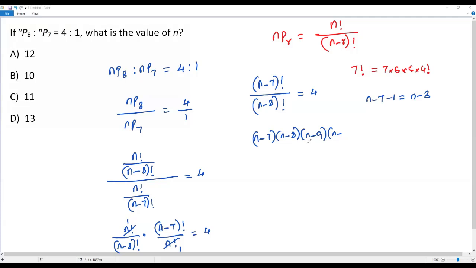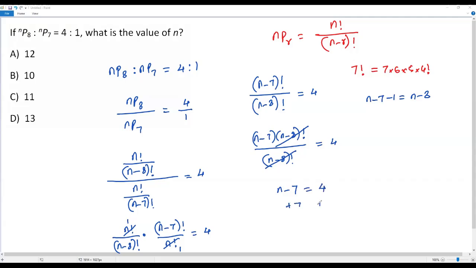But if I want to stop somewhere in the middle, I must take a factorial. Now let me stop at n minus 8, so I take the factorial here. Here we have a question: why do we stop particularly at the term n minus 8? Because we have (n minus 8) factorial in the denominator. That's the reason I stop at n minus 8, equals 4. So (n minus 8) factorial and (n minus 8) factorial will cancel out. Then I'm getting n minus 7 on the left side. On the right side, we have 4.